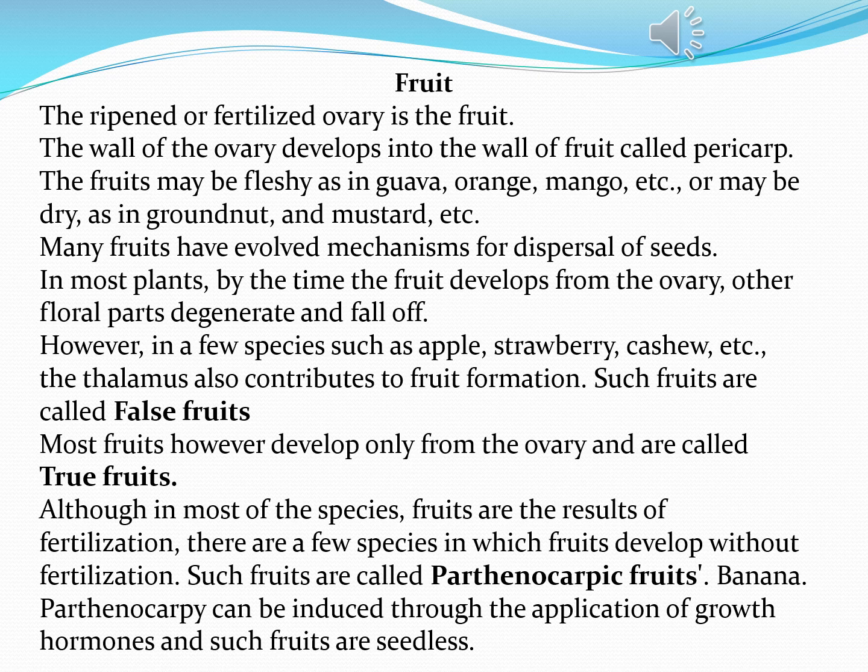Many fruits have evolved mechanisms for dispersal of seeds. Dispersal means the seeds break out of the fruit. We know that after fertilization, the other parts degenerate and fall off.